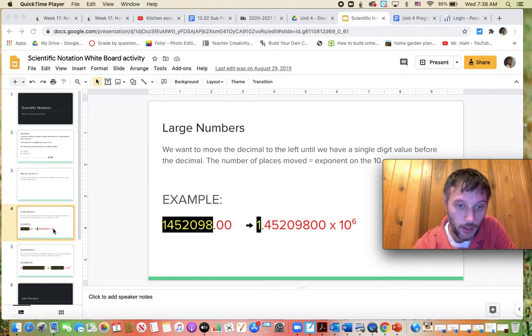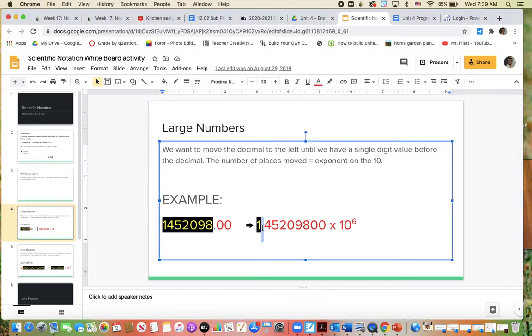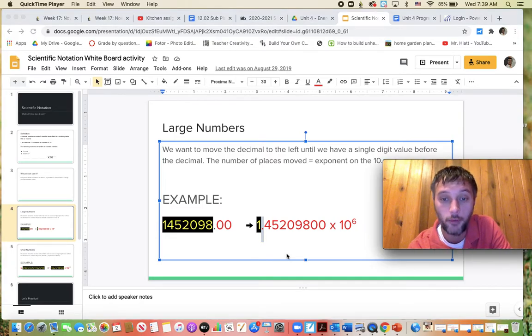Notice on my example there on the left, I've got a big number: 1452098, and there's my decimal point. The things in black and gold are before the decimal. The things in red are after the decimal. So what I'm going to do is put my decimal point so that I only have one digit to the left of my decimal point. Then I count the number of spaces I had to move my decimal point. My decimal point was right before the last 0. So 1, 2, 3, 4, 5, 6. So I moved my decimal place 6 spots to the left.